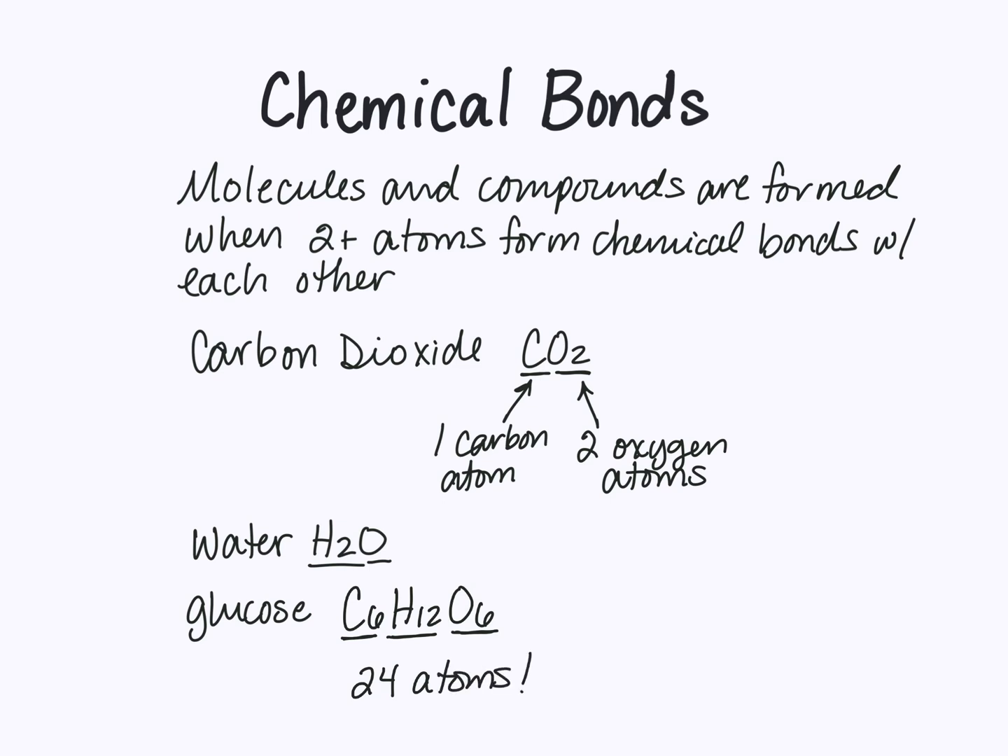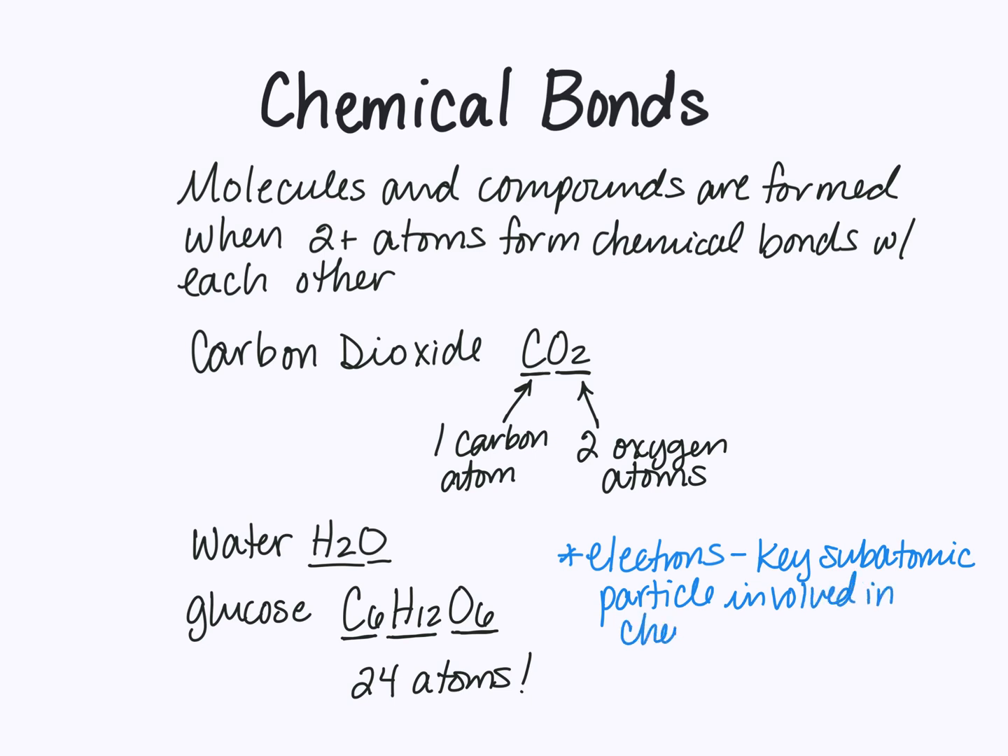So how do these atoms form chemical bonds with each other? And the key subatomic particle involved in chemical bonding are electrons. And we're going to talk about 3 different types of chemical bonds in this video. The first type we're going to talk about are covalent bonds. The second type are ionic bonds. And the third type are hydrogen bonds.